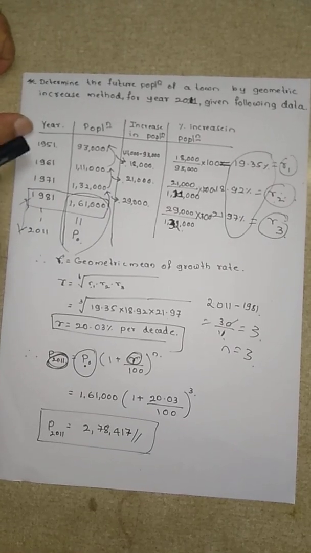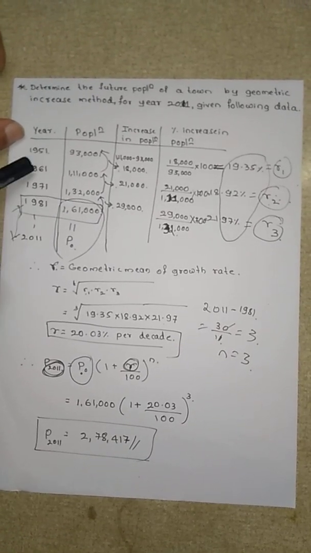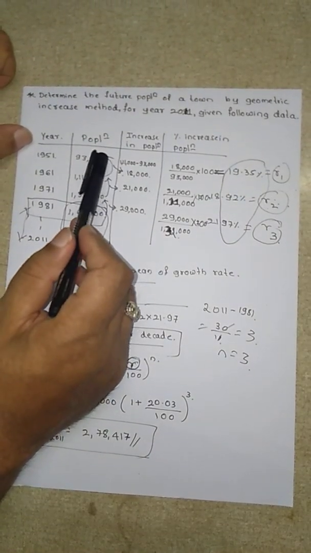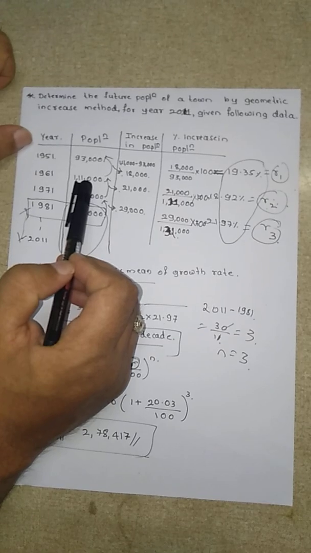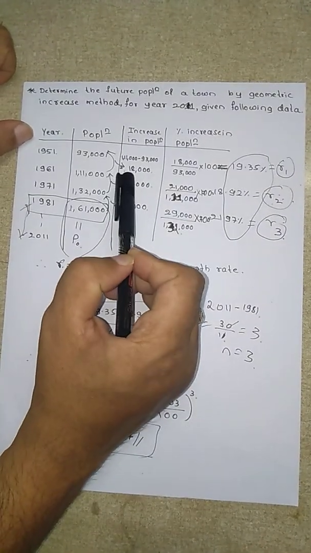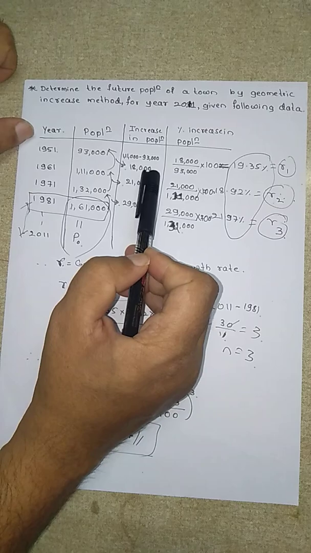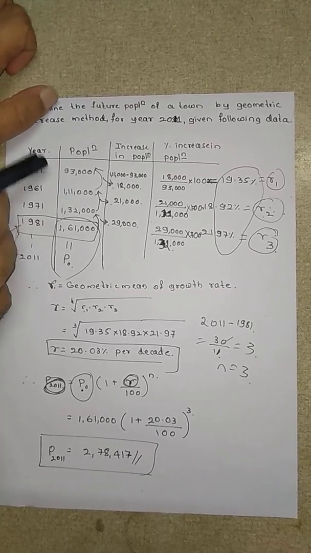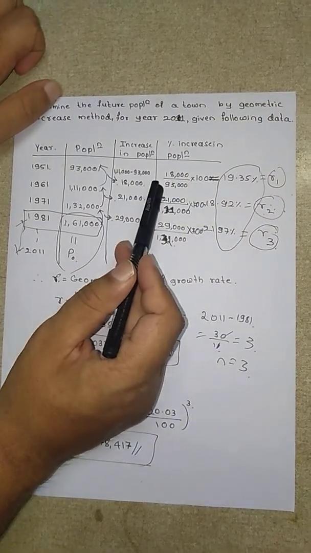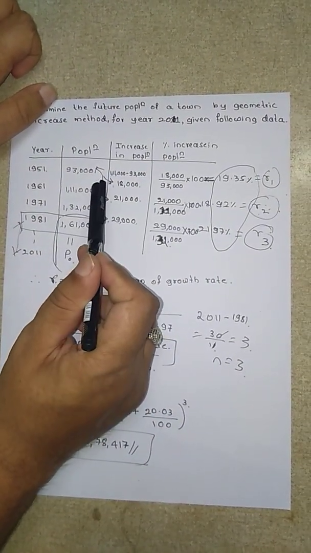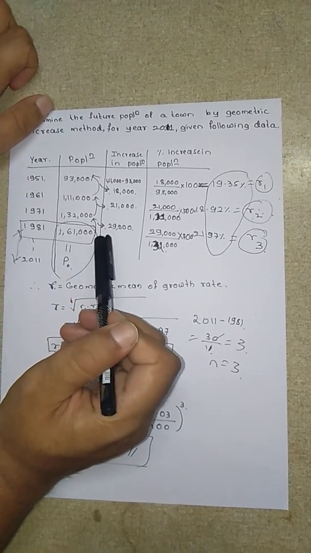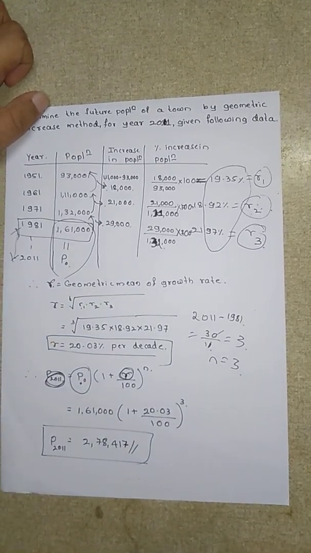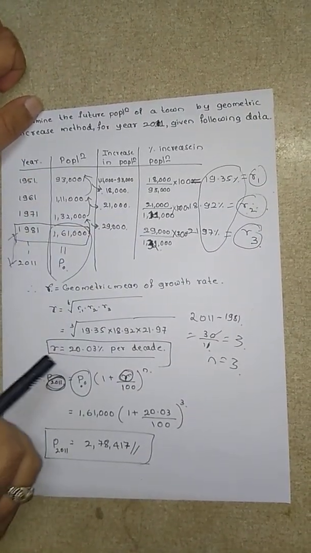Here 1961 has the population of 1,11,000 and 1951 has 93,000. So you deduct 93,000 from 1,11,000, and thus you get 18,000. Then 1,32,000 minus 1,11,000 is 21,000. 1,61,000 minus 1,32,000, we get 29,000. So this is your increase in population.